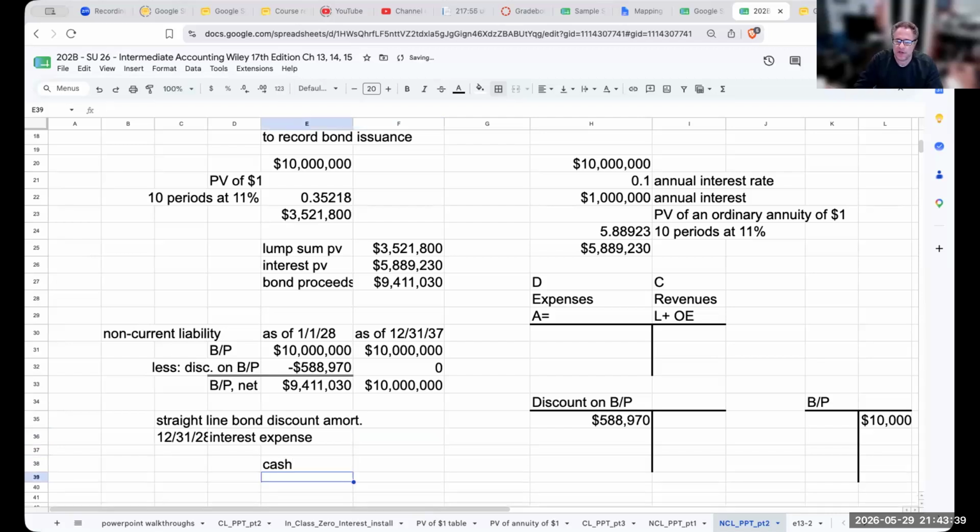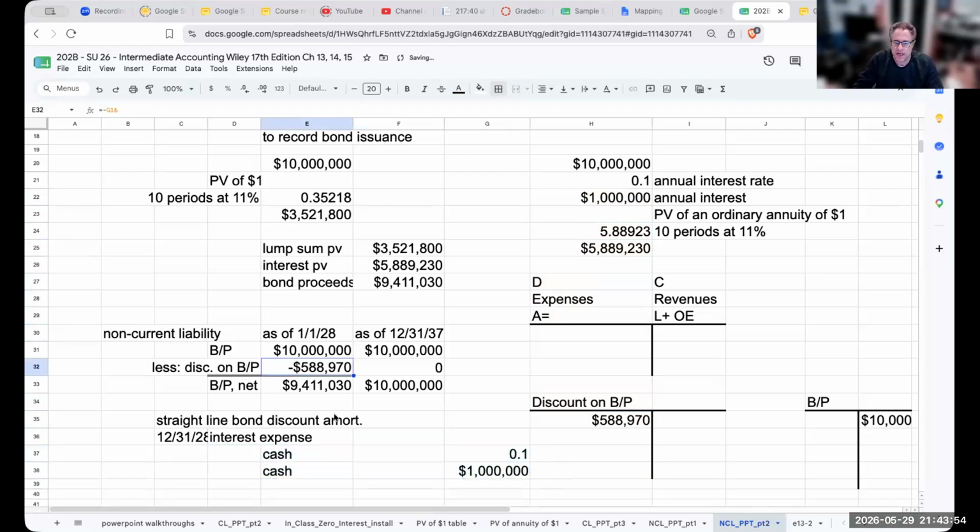Now, I'm also paying out cash. So every single year, I'm paying out $1 million. So that's my interest payment. Now, I want my discount on bonds payable to go down to 0. So how am I going to get this discount down to 0? I'm going to have to credit the discount on bonds payable.